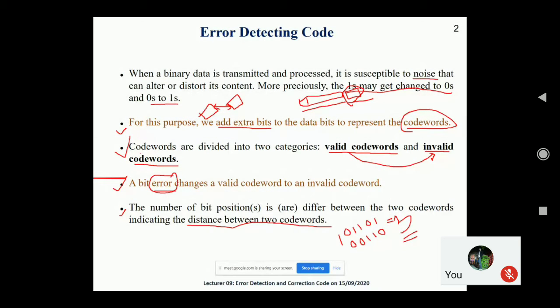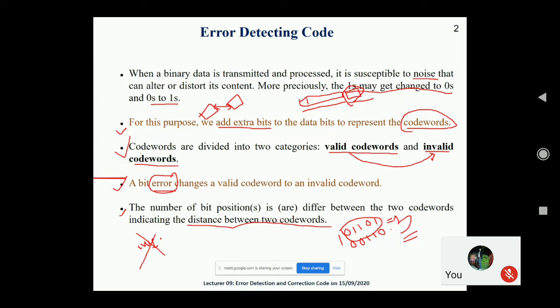That is why I am telling. Now, see here, this is the first code word. Suppose this one is code word 1. Okay, just consider, I am considering this one. This one is code word 1.